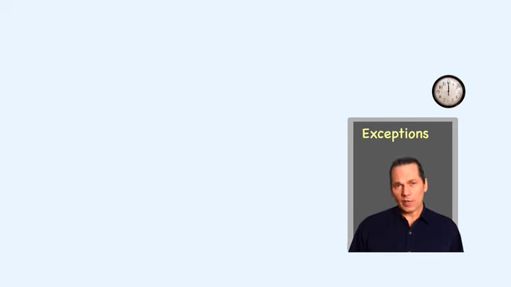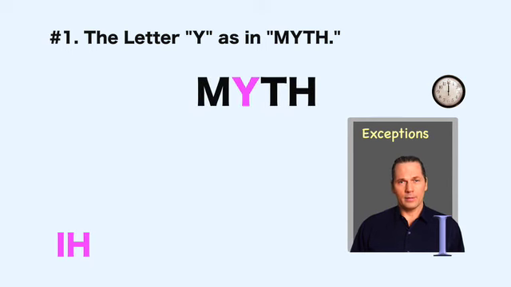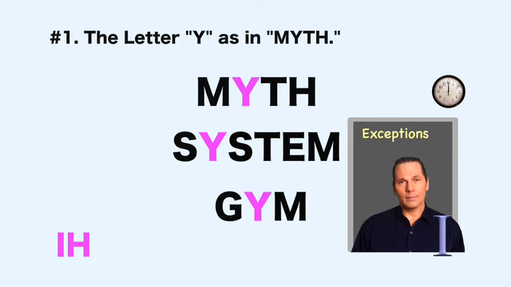Now, let's look at some of the exceptional letter patterns that make the sound I, the second sound that we drilled. Exceptional letter combinations that make the sound I. Number one, Y as in myth. While the letter I is by far the most common spelling for the sound I, you will see examples of words spelled with a single Y that make this sound. Myth, system, gym.